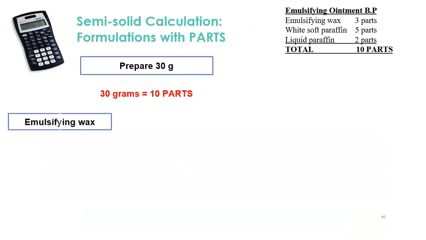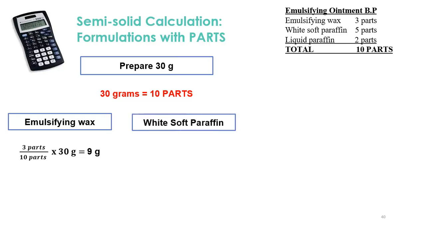Now let's look at how we normally lay out the calculation. So the emulsifying wax, you'd say 3 parts is to 10, so how much is to 30 grams? And so your answer, the parts and parts would cancel, leaving you with grams as the unit, and your answer is 9.